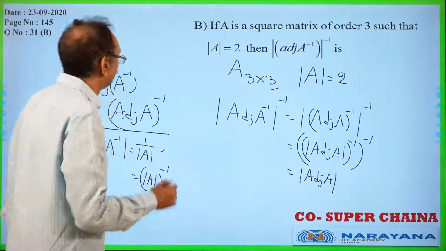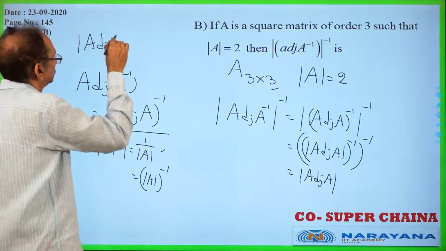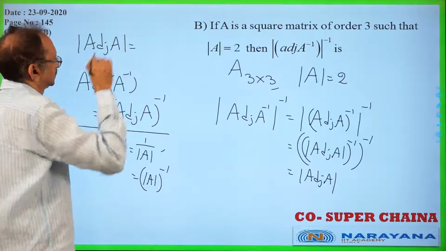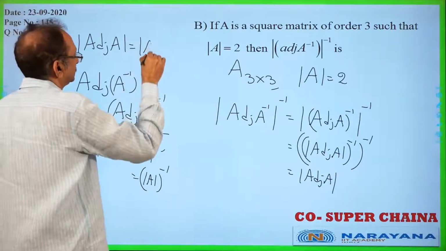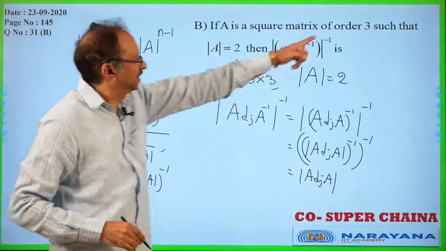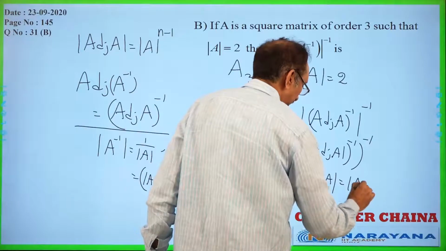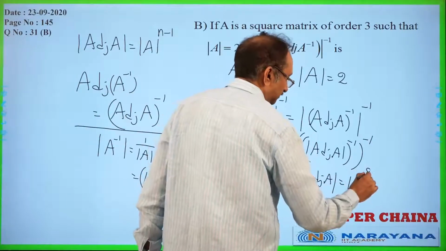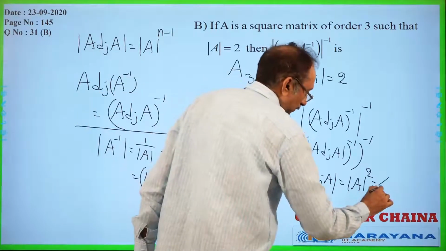And once again, what is the formula? It's a very important formula, and in so many examinations questions were asked on this formula. The determinant of adjoint A is det A power n minus 1. So what is n here? The order is 3. Therefore this is equal to det A whole power 3 minus 1, that is 2. But already det A is equal to 2, so 2 square is equal to 4.